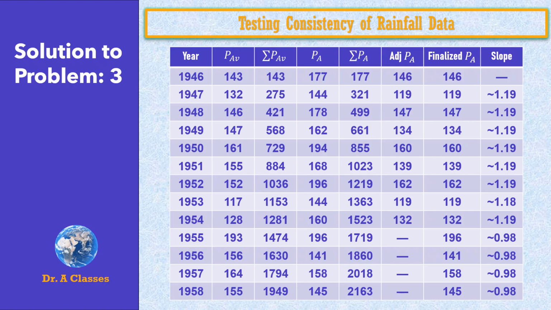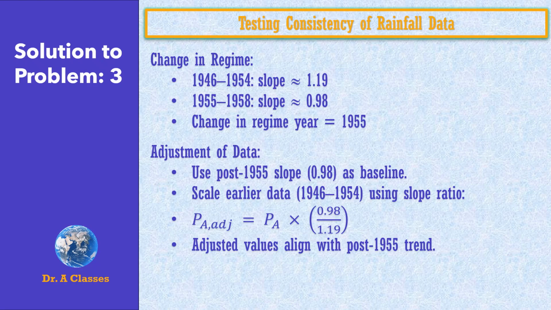The table shows the rainfall data from 1946 to 1958. The slope values before 1955 are around 1.19 and after 1955 they drop to 0.98, marking the year of regime change. To correct the inconsistency, we use the post-1955 slope, that is 0.98, as the baseline and scale the earlier data using the slope ratio formula.